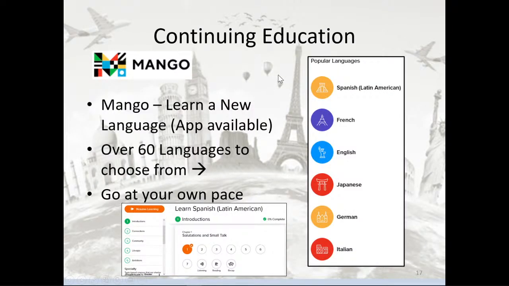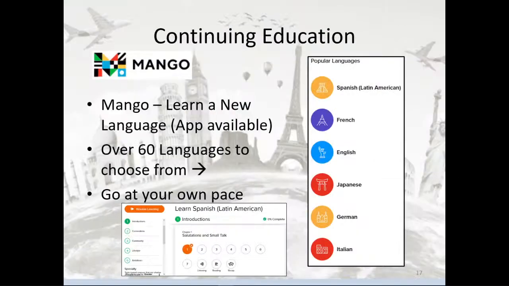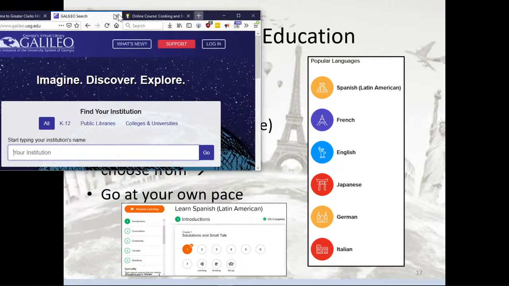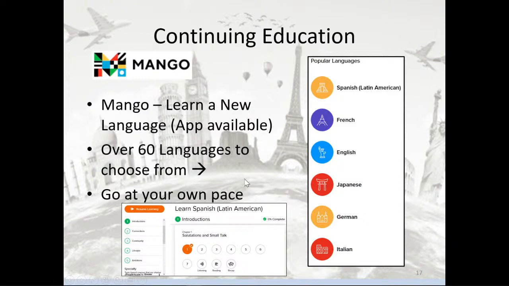Let's talk about our mango, okay? And I should be able to pull that up. Let's see. Hold on a second. It's trying to load. Okay, so for that I actually do need the password, the Galileo password, which I don't currently have right this second.